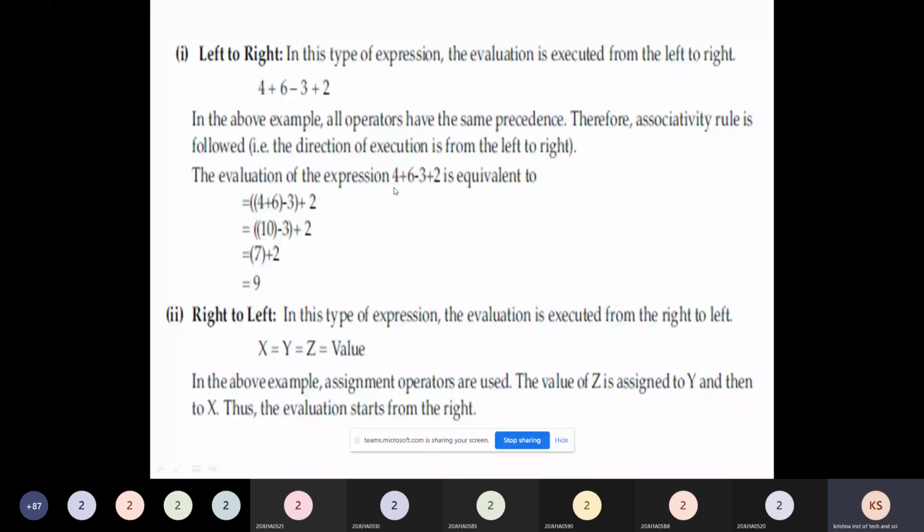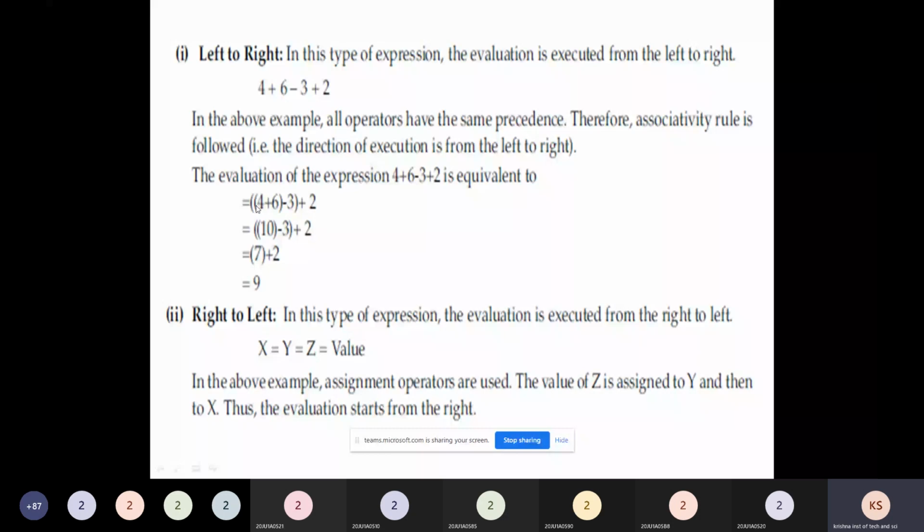See the example. First, 4 plus 6 is evaluated, and we get 10. Next, the subtraction: 10 minus 3, we get 7. After that, perform the addition. So this is left to right associativity. We solve this expression by starting from the left side and moving towards the right side.